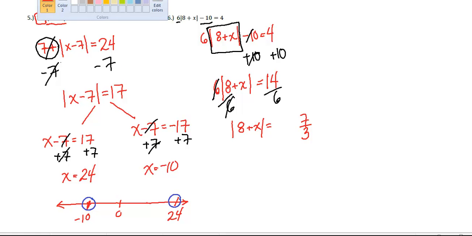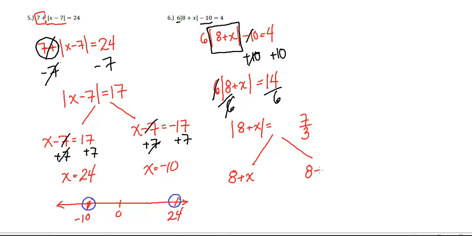Most kids freak out at this point and would say, well, I must be doing something wrong because I'm getting a fraction. That's totally not true. So I do the same thing I would do here. I have 8 plus x, and I have 8 plus x, and all we're saying at this point is that this 8 plus x, this number, is 7 thirds away from 0 on the number line. So it's equal to 7 thirds, and here it's equal to negative 7 thirds. Well, now it's the same type of thing.